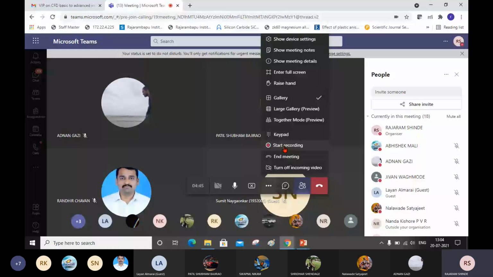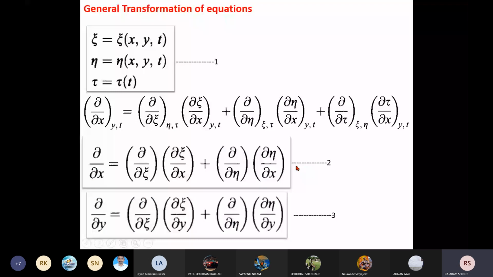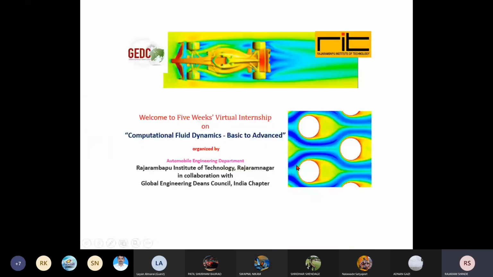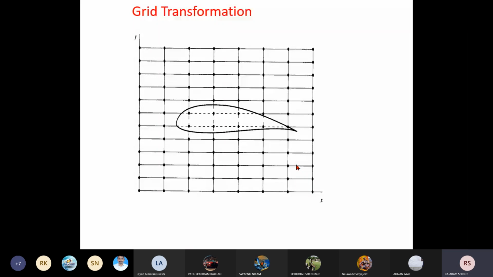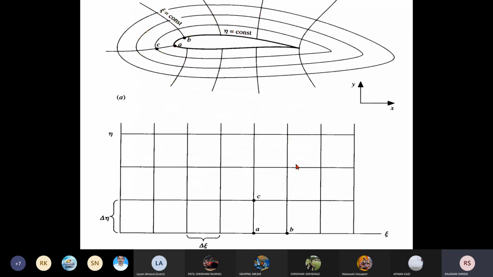Okay, in this session, we will continue the next part of the grid transformation. In the last session, we saw why we need to transform the grid from the physical plane to the computational plane. This is your physical plane at the top, and below is the computational plane. The physical plane is in the XY coordinate system, and your computational plane is in the xi-eta coordinate system.